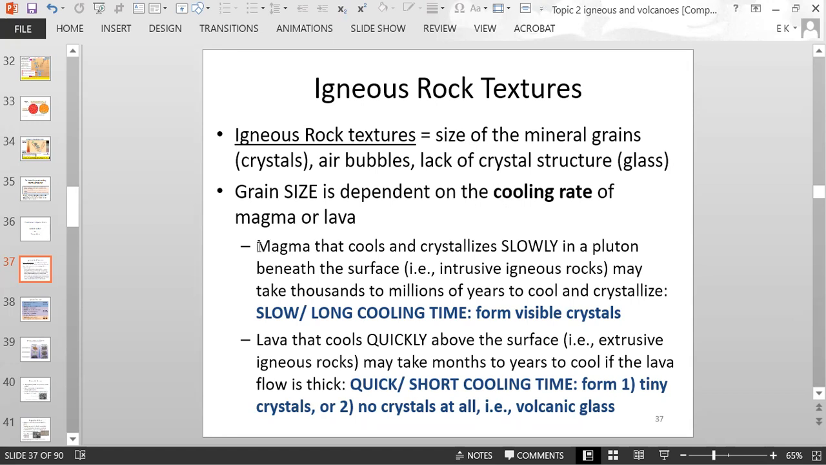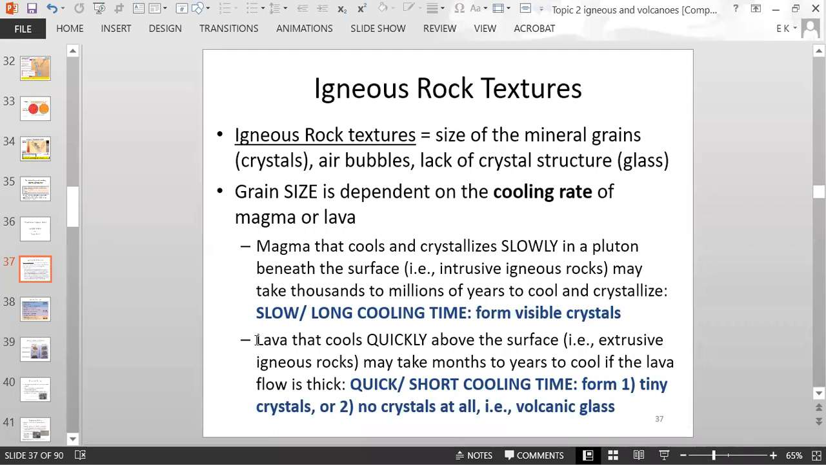And a summary is that magma that cools and crystallizes slowly beneath the surface, or intrusive igneous rocks, can take thousands to millions of years to cool and crystallize. So because it takes a long time for the crystals to form, there are going to be larger crystals and they're going to be visible because they're large enough for us to see them.